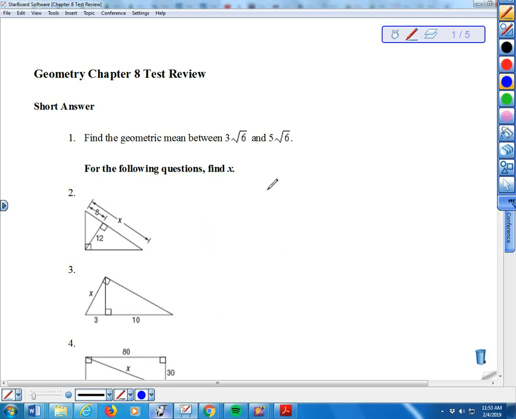Going through the review. The test is tomorrow. You guys don't have school Wednesday. And Thursday, we will start chapter 9.